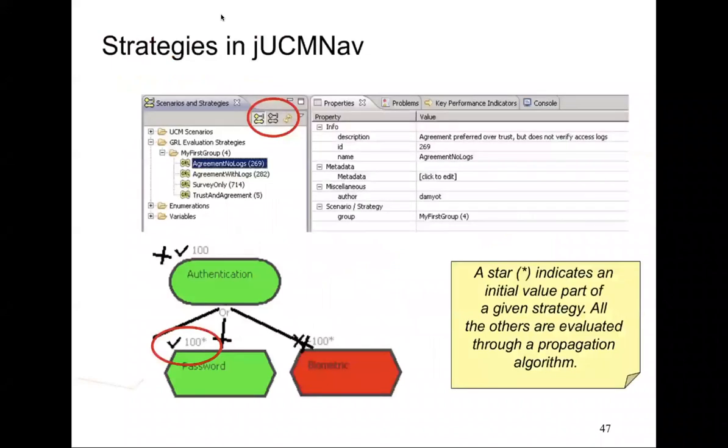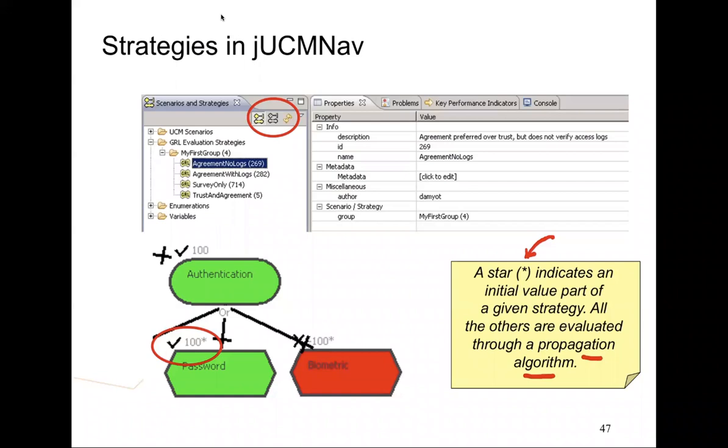Strategies in the jUCMNav always depend on the initial values. The initial values are denoted in the diagram by the star notation. And then from the initial values, all other values are evaluated based on a certain propagation algorithm, as I said before, from the bottom up.